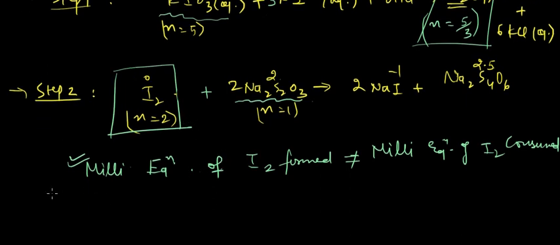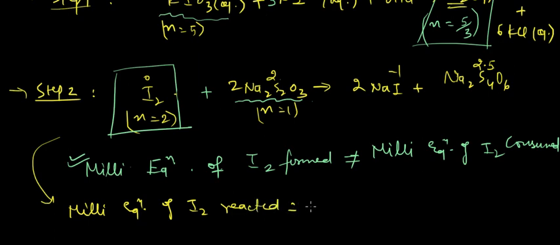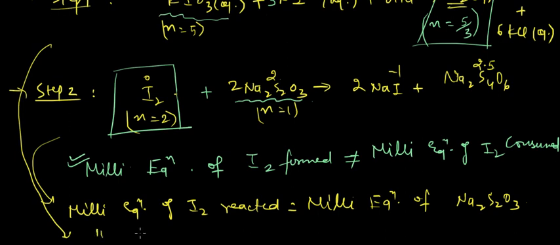However, the milliequivalents concept at the step level is still applicable, in the sense that for step 2 I can write that milliequivalents of I2 reacted would be equal to milliequivalents of Na2S2O3. And for step 1 also I can write that milliequivalents of I2 formed would be equal to milliequivalents of KIO3 reacted.